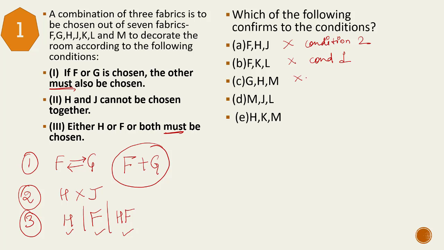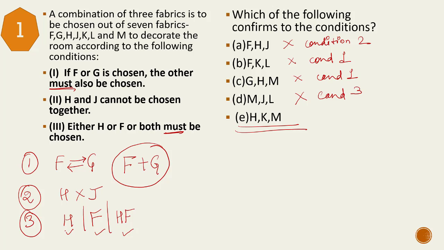Option C, again condition 1 is not being met here, that F and G will always appear together. MJL, what is not being met here? Condition 3, because I cannot see H or F or HF, both of them coming together. So the correct answer is option E here, HKM.